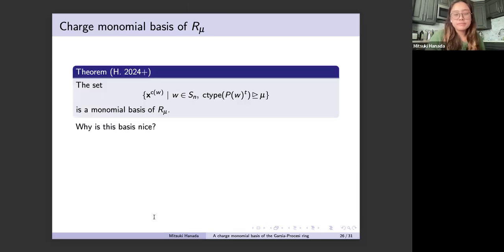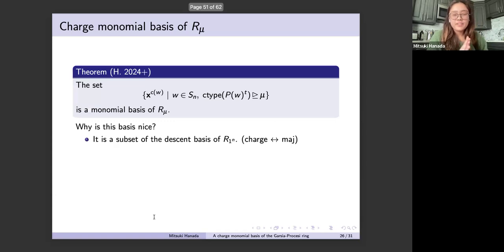Why is this basis nice? Well, not only is it nice because I'm saying it's nice, but there are actually nice properties associated to the basis. So one nice thing is it's a subset of the descent basis of the coinvariant ring. This is following from the fact that charge is secretly matched up to this change of permutations, as I was saying earlier. So it's easy to show that this monomial basis is indeed a subset of the descent basis. So that checks off our first bullet point in the list of questions we wanted to address.